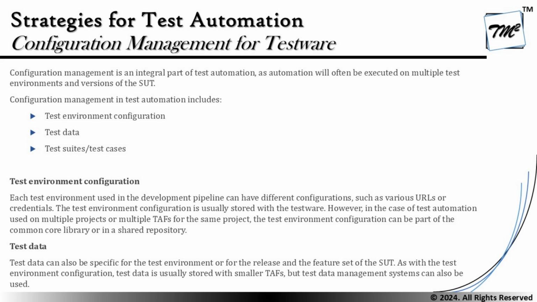To get started, the very first component is the test environment. Each test environment used in the development pipeline can have different configurations, such as various URLs or credentials. The test environment configuration is usually stored with the testware. However, in the case of test automation used on multiple projects, or multiple tasks for the same project, the test environment configuration can be part of the common core library or in a shared repository.